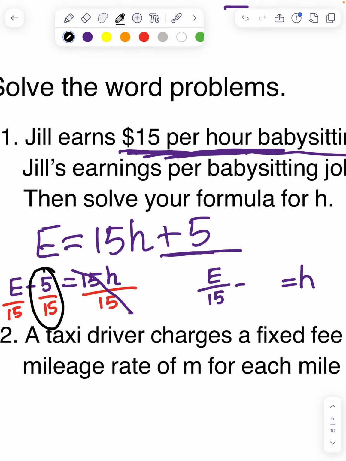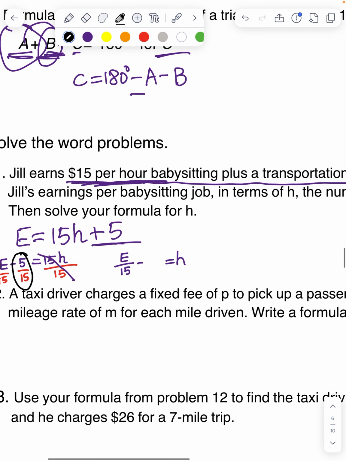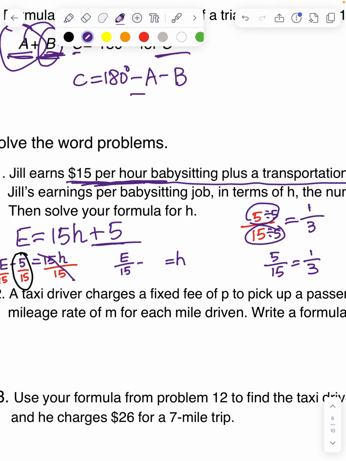But 5 over 15, we have to simplify. So 5 over 15, both top and bottom can be divided by 5. This is how we simplify a fraction. You divide the top and bottom number by the same number. The value stays the same. The fraction's numbers look way smaller, but the value is the same. So 5 over 15 is equal to 1/3. 5 divided by 5 equals 1. 15 divided by 5, that's 3.